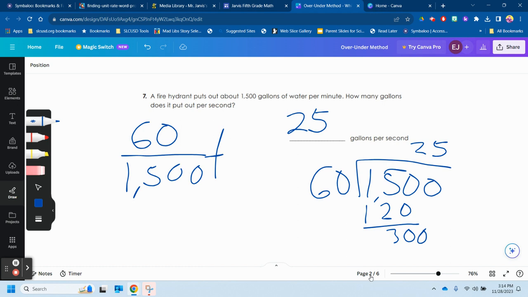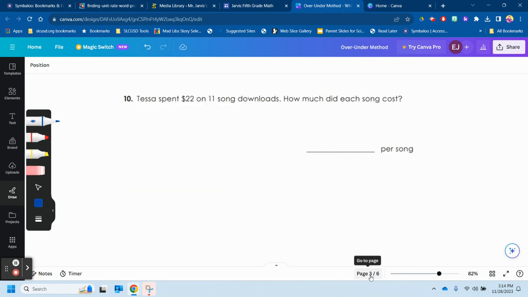Okay, so that's a little trickier than the ratio table I could have worked too. I could have halved it and kept halving it and slicing it down until I got down to 1. I like to use the division method myself.